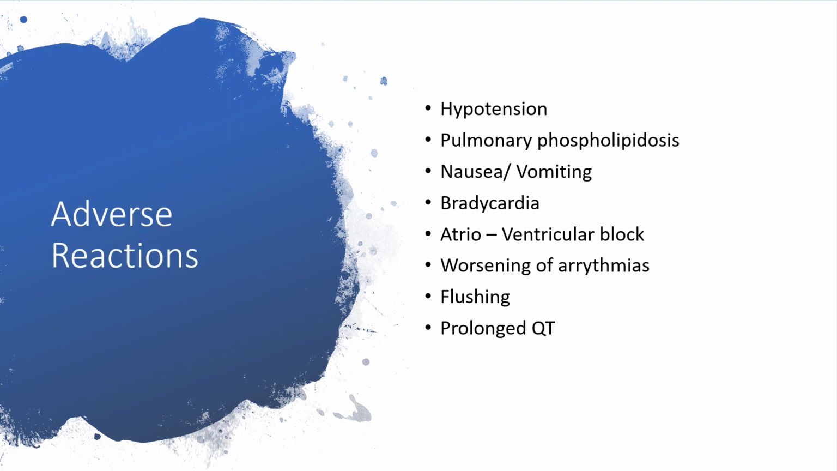In geriatric patients, start slowly and titrate up, depending on what the EKG is showing you. Adverse reactions. Hypotension. I've mentioned this in the course of this presentation before now. Pulmonary phospholipidosis, nausea, vomiting, bradycardia. I've also mentioned that before now. Atrioventricular block, worsening of arrhythmias, flushing, and prolonged QT.